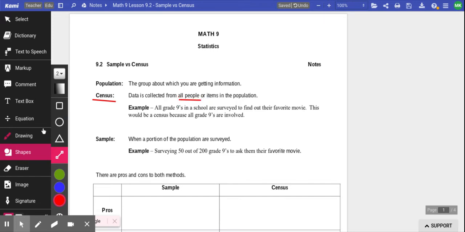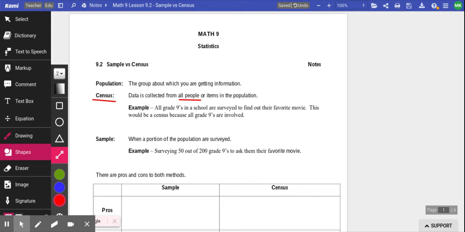So for example, if we wanted to know something about grade 9 students, like what's grade 9 students' favorite subject, favorite option? What we would do to get a census is we would have to ask every single grade 9 student what their favorite option was.